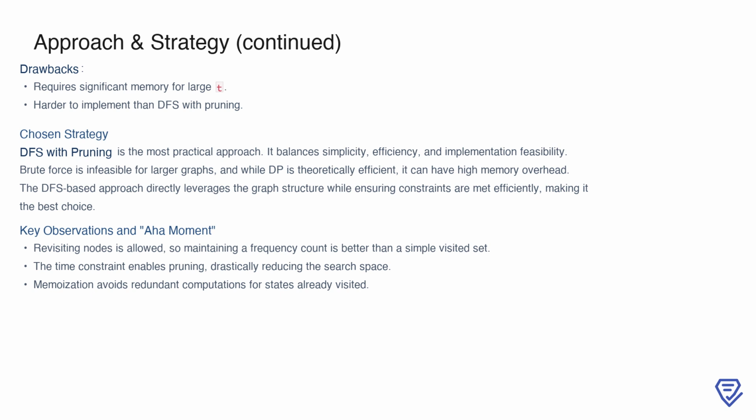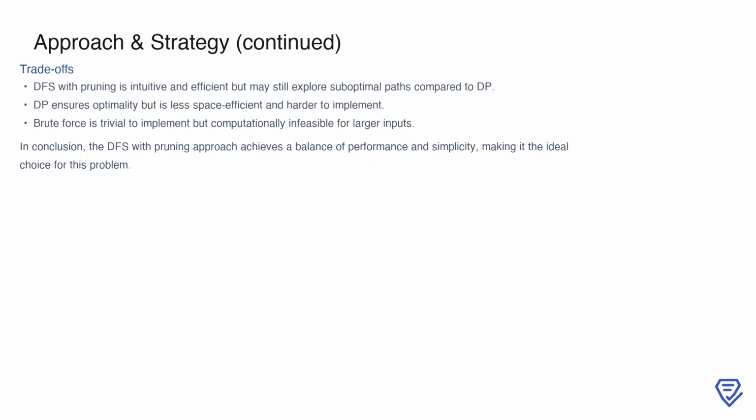After evaluating these options, the DFS with pruning strategy emerges as the most practical choice. It strikes a balance between simplicity, efficiency, and ease of implementation. Brute force is clearly infeasible for larger graphs due to its exponential growth, and while dynamic programming is theoretically optimal, its memory overhead makes it less attractive in practice. The DFS-based solution takes advantage of the graph structure and adheres to the problem's constraints effectively, making it the best overall approach. Every approach comes with trade-offs.